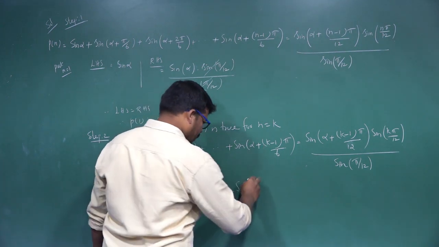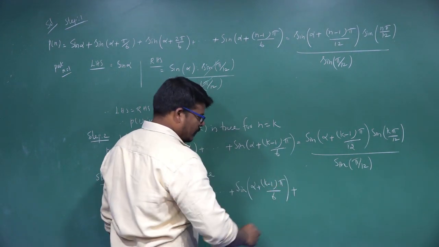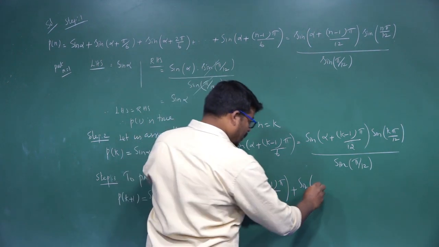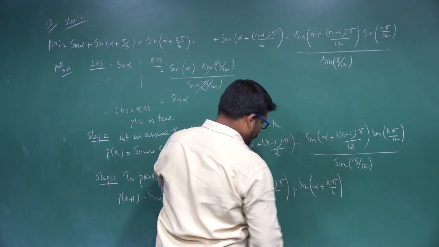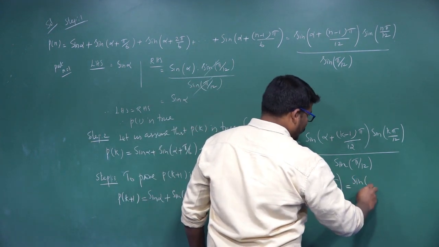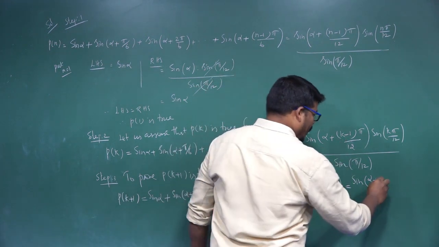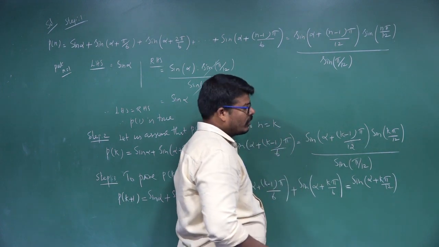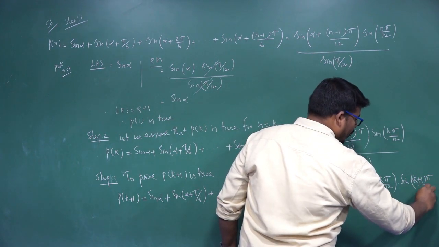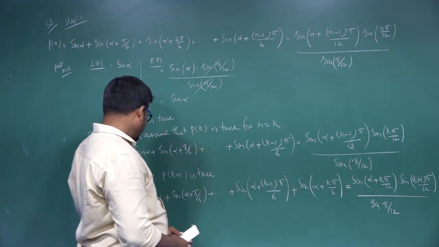Now write the previous term, which is sin of (alpha plus (k minus 1) pi by 6), plus sin of, putting k as k plus 1, k plus 1 minus 1 cancels, sin of (alpha plus k pi by 6), equals sin of (alpha plus k pi by 12) into sin of ((k plus 1) pi by 12) whole divided by sin (pi by 12). That is P of k plus 1.